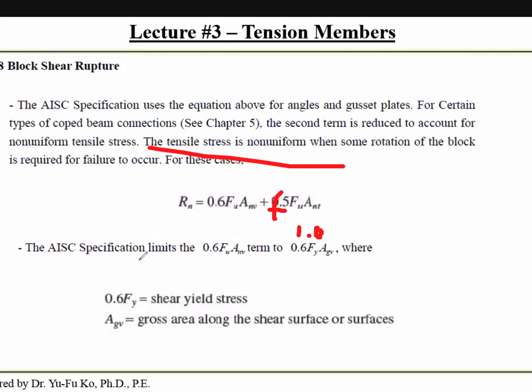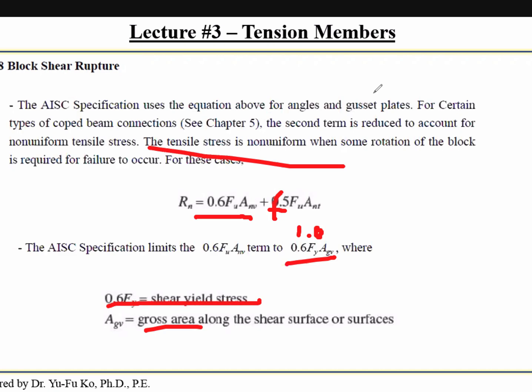And also, the AISC specification limits this term to 0.6 Fy Agv. So what is Agv? It is the gross area along the shear surfaces. 0.6 Fy is the shear yielding stress, which we take as 60% of the tensile yield stress.